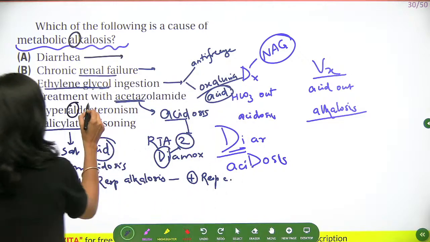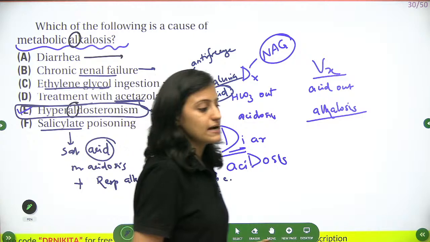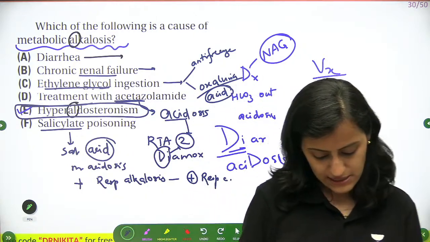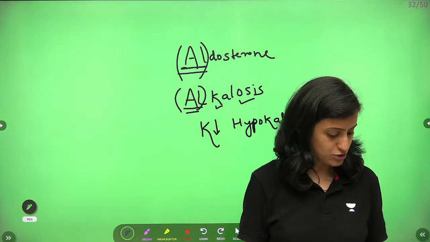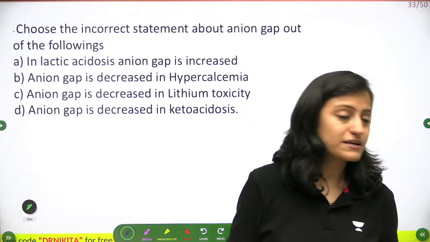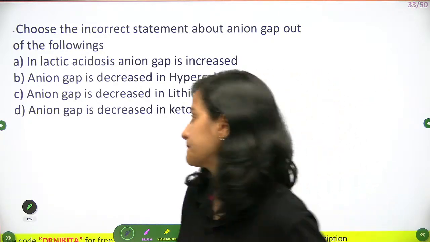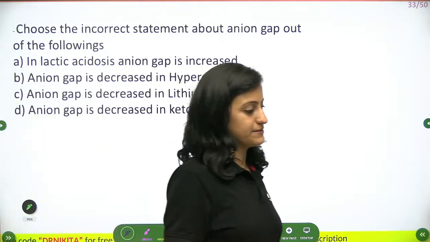So I hope this is clear with everyone that hyperaldosteronism is your metabolic alkalosis. Aldosterone is alkalosis. Next question here. Let's have a look at the next question. Choose the incorrect statement about the anion gap. Let me see how many of you get this right.